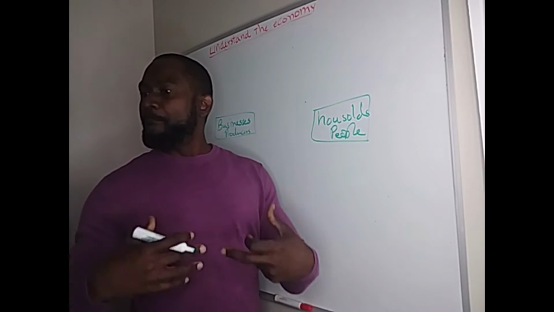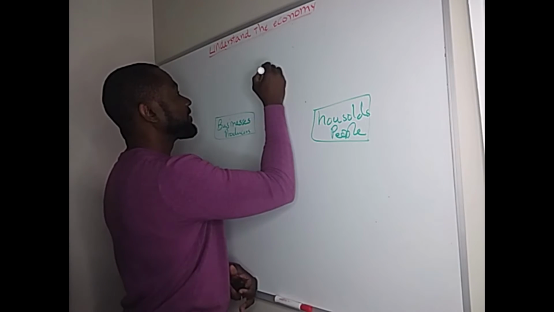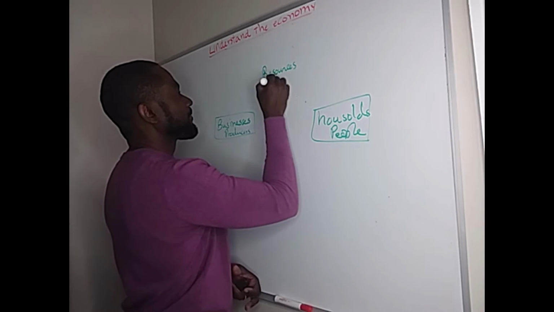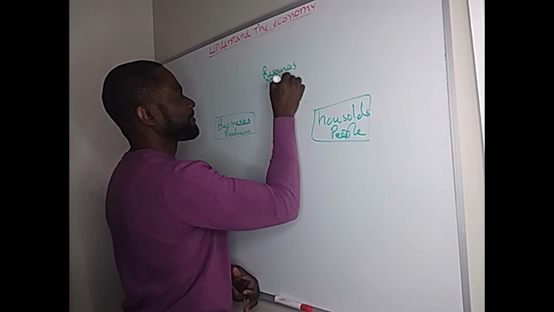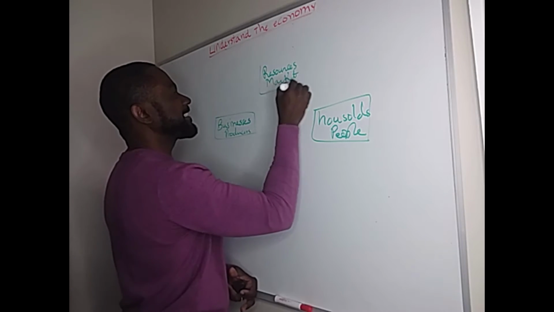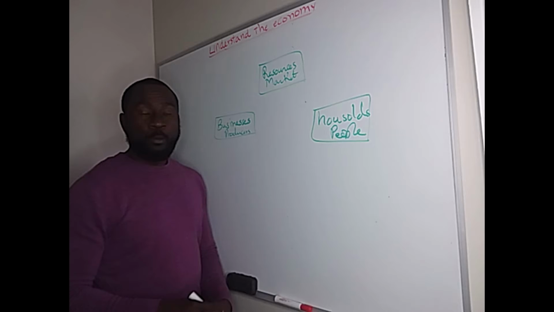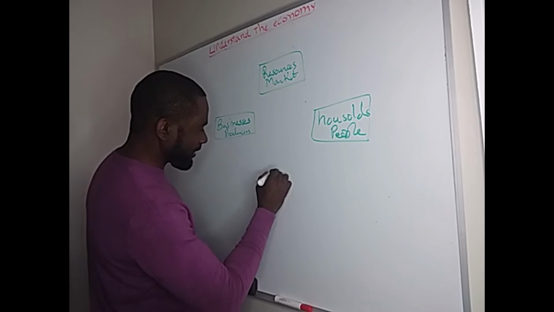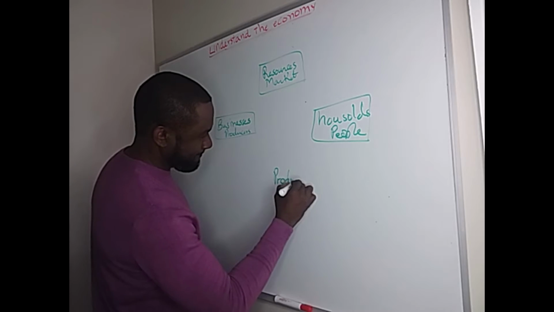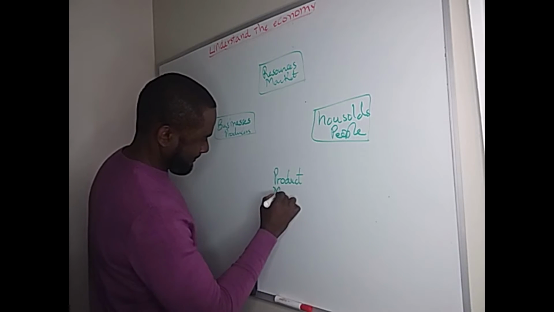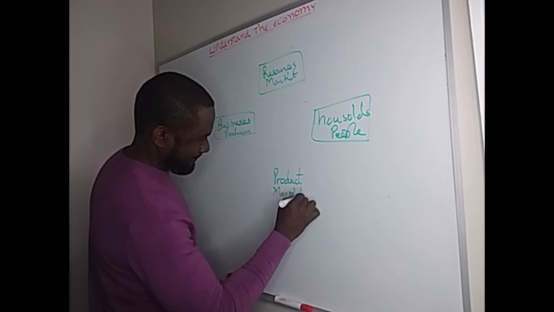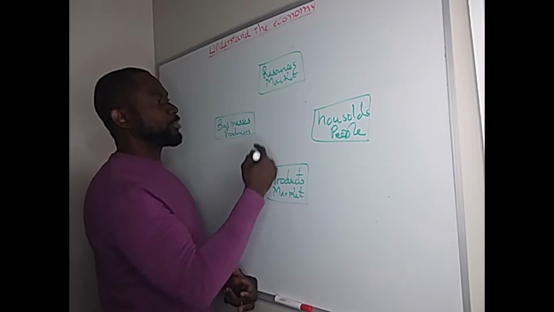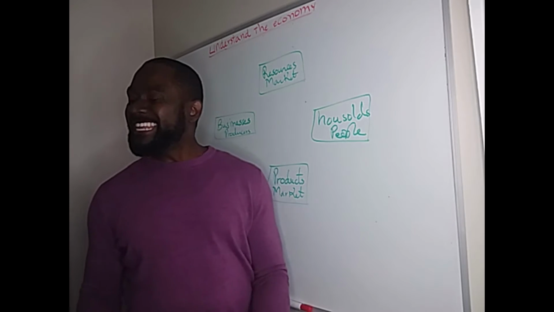But we have markets in the economy. So we have the resource market. This is important, and we will see that. But also we have an important part of the market, which is the product market. So this is the four major blocks of any economy.